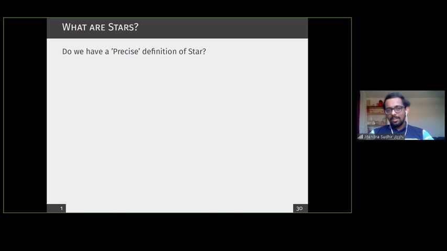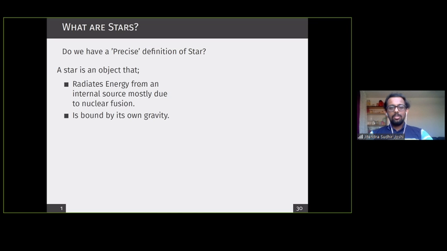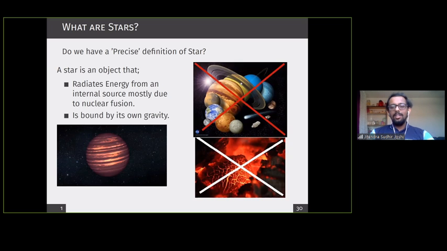But do we have a precise definition of a star? Well, kind of, we have, and no, we don't. So we say a star is an object that radiates energy from an internal source, mostly through nuclear fusion processes. And the second point is it is bound by its own gravity. Now, when we say radiates energy from an internal source, this excludes the planets that we have because they don't radiate energy from their internal source.